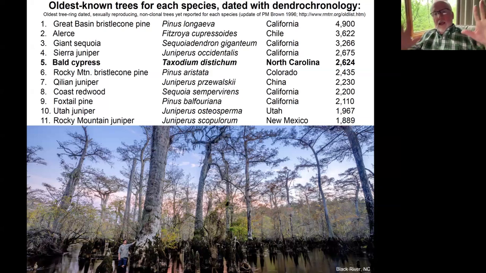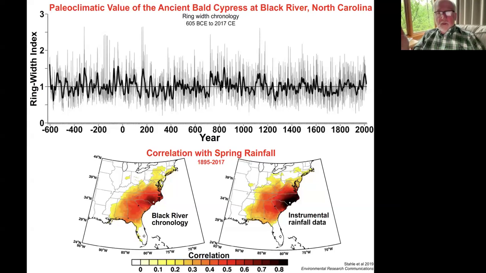So there is a tree ring perspective on the history of our forests. And so we like them because they have incredible climate value. Here's the chronology from 605 before the Common Era to 2017. This is a 2,624-year-long tree ring chronology that we derive from Black River, North Carolina.